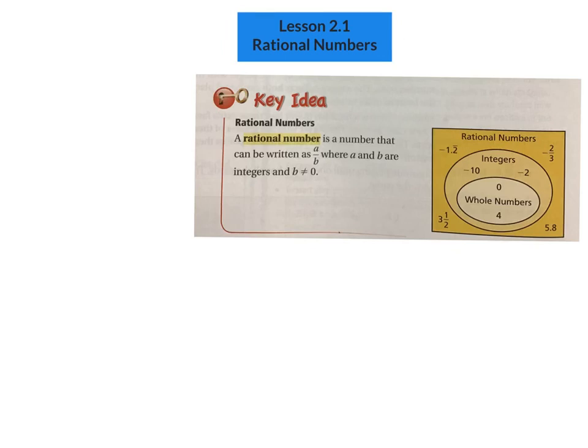All right, this lesson we are discussing rational numbers. And in the definition, what did the definition tell you? It's a number that can be written as a fraction where A and B are integers and B is not zero. A simpler definition is a number that can be written as the ratio of two integers. Okay, so they give you a nifty little chart here.